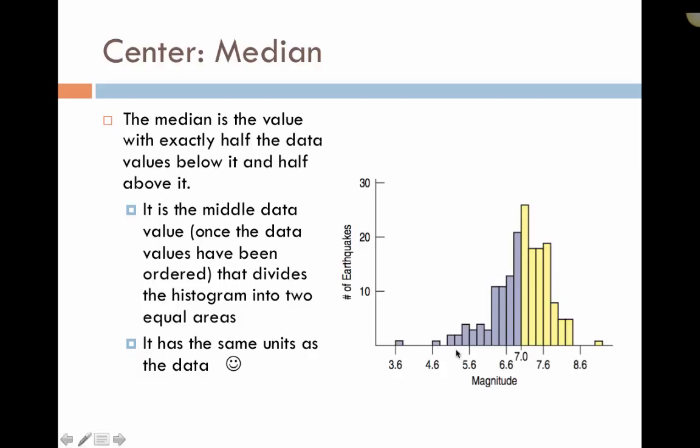So here in this histogram, we're looking at the magnitude of earthquakes, and the median value is 7. So then half of the data values in purple are below, and half of the data values in yellow are above.